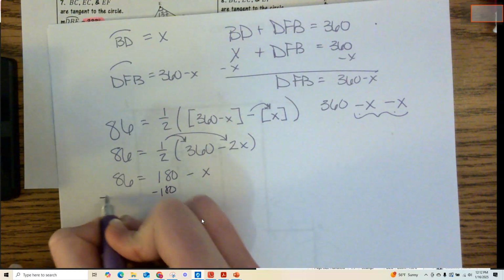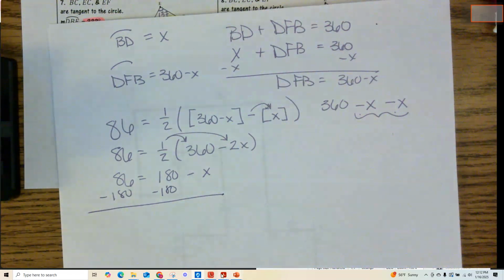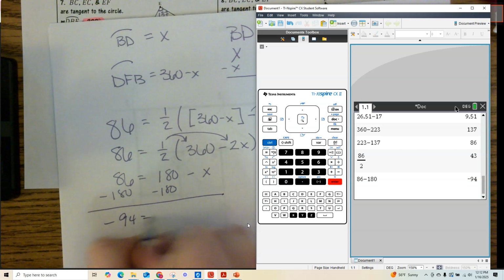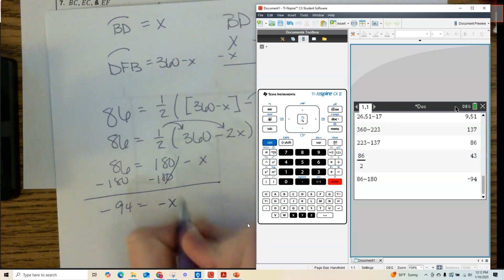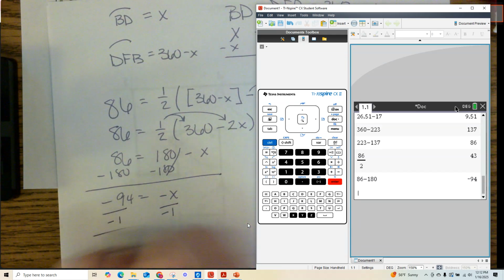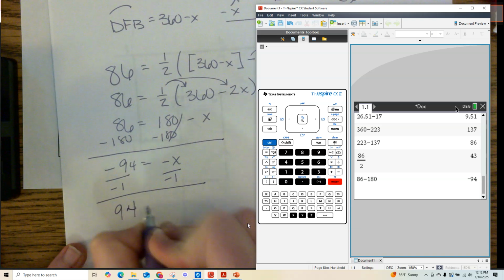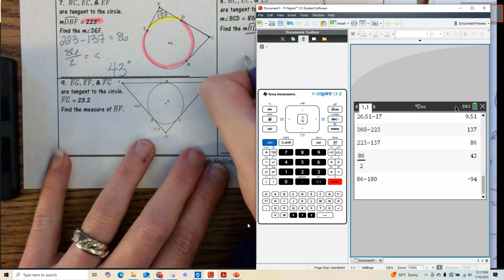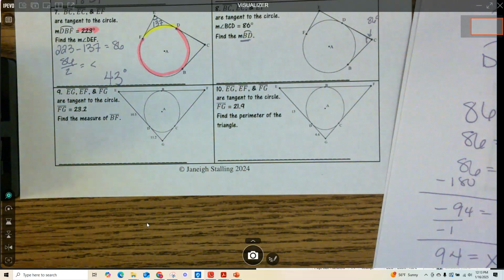You can subtract 180 from both sides. You get a negative 94. You still have a negative X over here. Negative X is not your answer. You have to divide by a negative 1 to get rid of that negative sign. You're not going to have a negative degree, a negative length, anything like that. Okay, so that one's done for you. That one was 94.